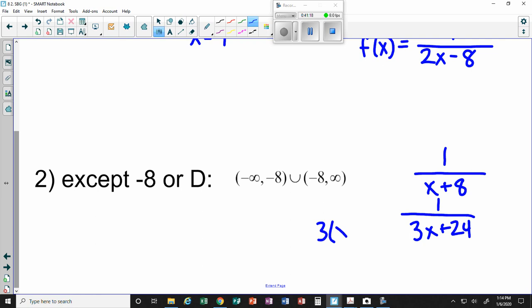If you factor the 3 out, you're left with what? Or if you set the denominator equal to 0 and solve, what would you get? Subtract 24, divided by 3, you get what? Negative 8. Okay? So, as long as x plus 8 is a factor in the denominator, you're good. Alright?